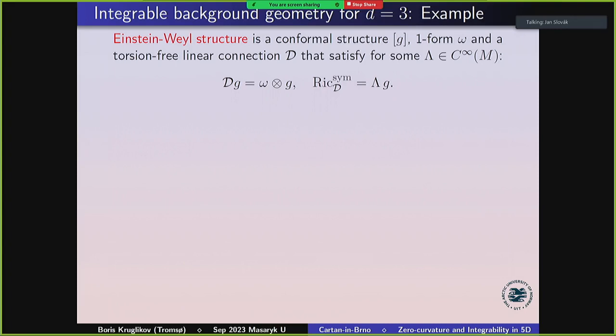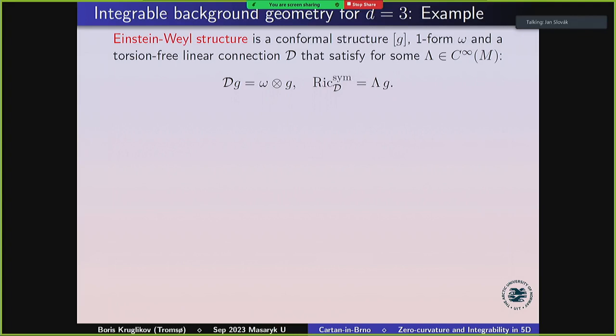So let me briefly discuss two integrable background geometries which you know before. Dimension 3 is Einstein-Weyl. That was already discussed today. So we have a conformal structure, and actually we look for a conformal connection, something that preserves the conformal class. For a representative metric, it means when you differentiate, you get something proportional to the metric. The coefficient of proportionality is a one-form. In principle you can just start with a one-form and a representative metric, and read off the connection D. So that's called a Weyl structure.